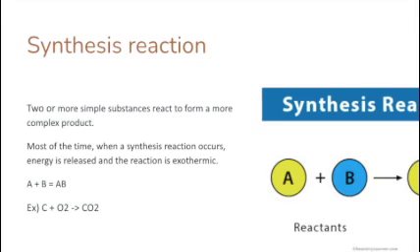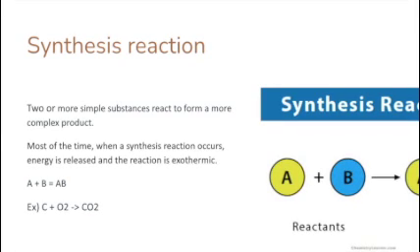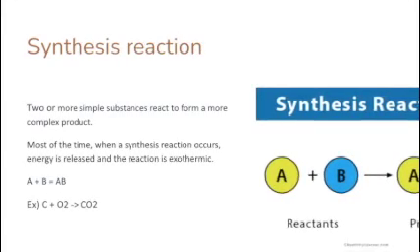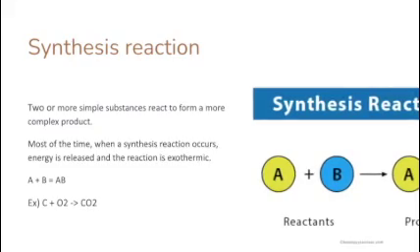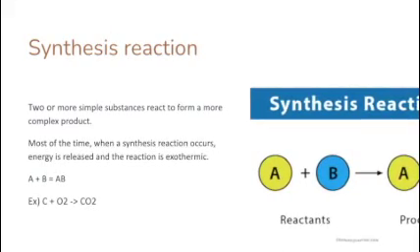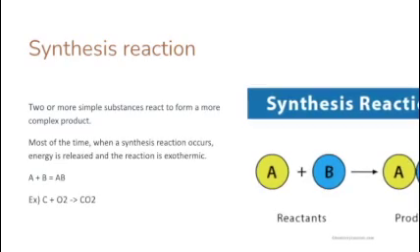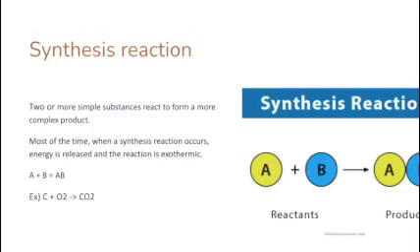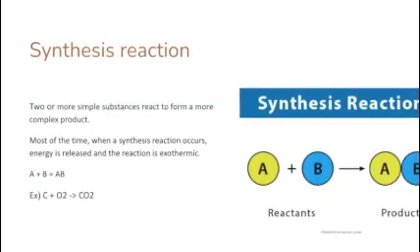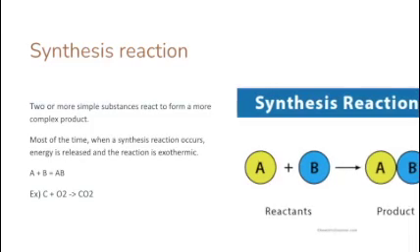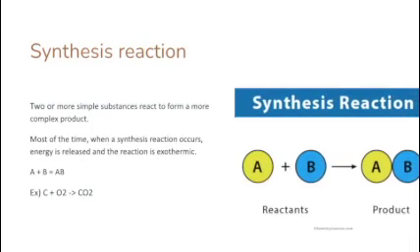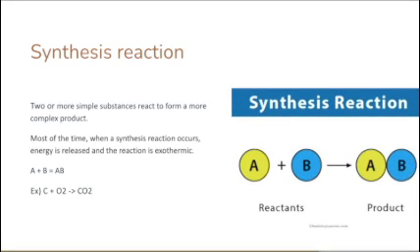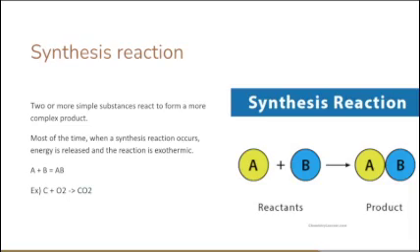The first type of reaction that we're going to cover is a synthesis reaction. A synthesis reaction is when 2 or more simple substances react to form a more complex substance. Most of the time, a synthesis reaction occurs when energy is released and the reaction becomes exothermic. Below, we have an example. Carbon plus oxygen (O2) yields carbon dioxide. 2 simple reactants come together to form a new complex product, which is carbon dioxide.